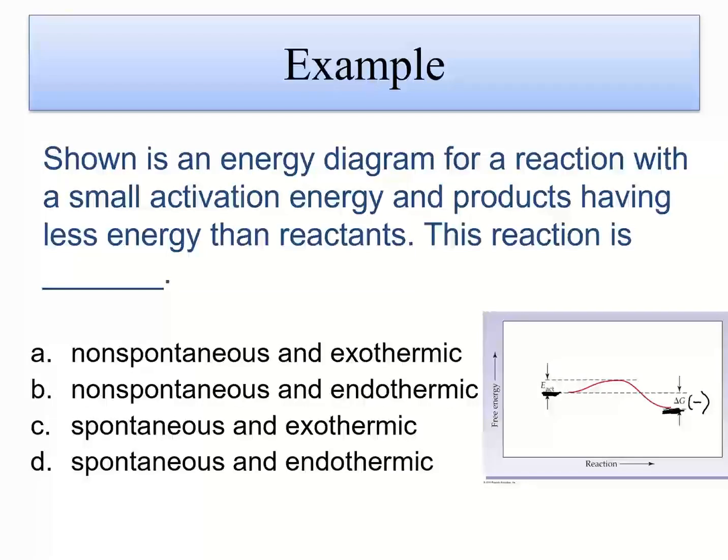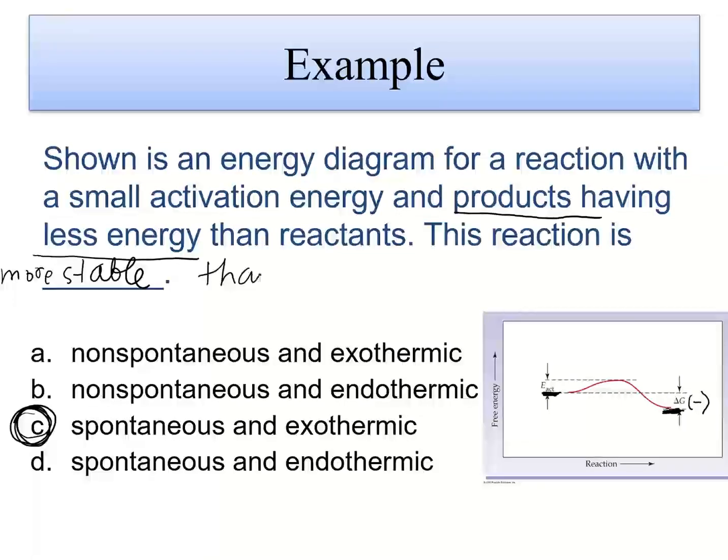So just by looking at the diagram, we can conclude that this is a spontaneous reaction and it's also exothermic. We can also say that products having less energy means they are more stable than reactants. So the extra energy or the heat of the reaction will be released, and this corresponds to the exothermic process.